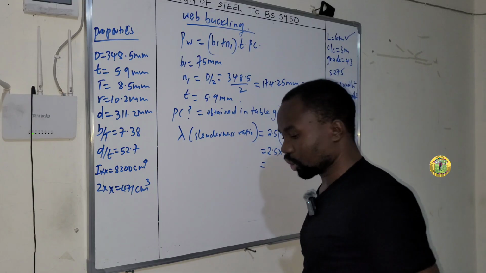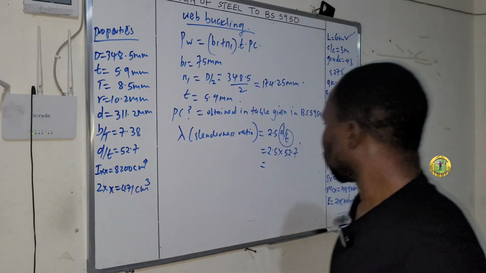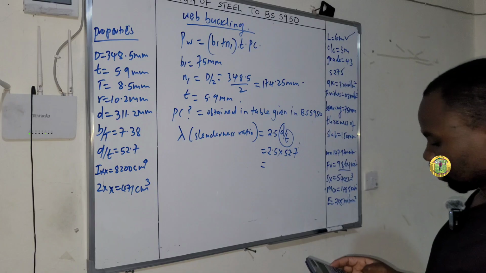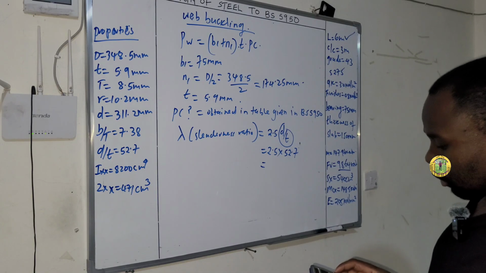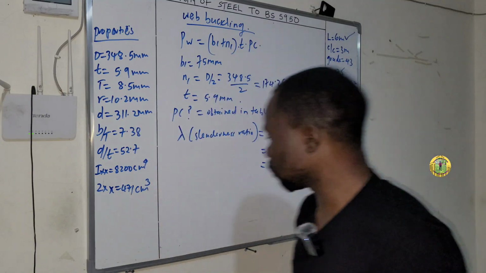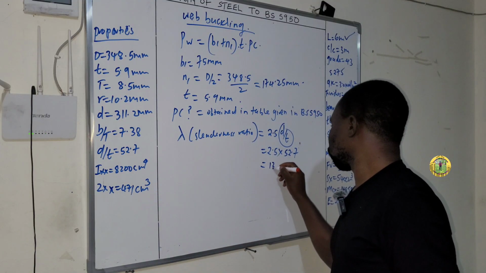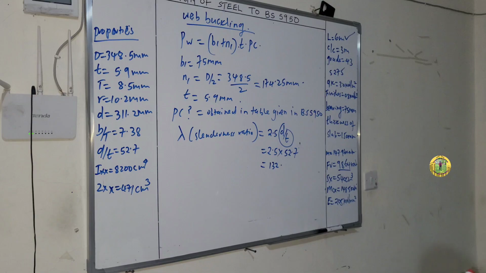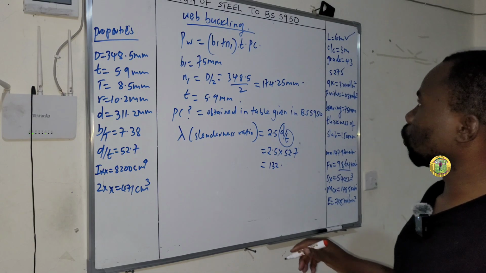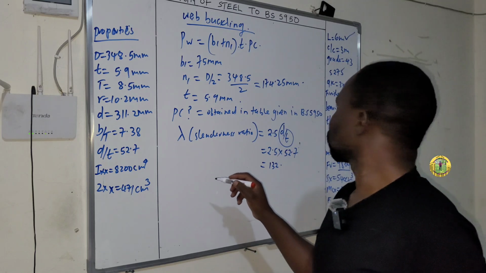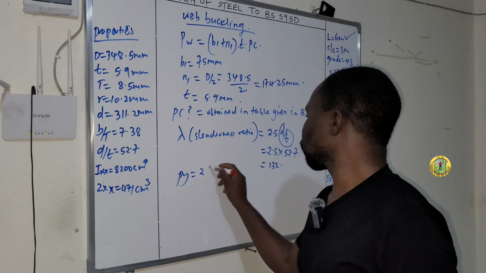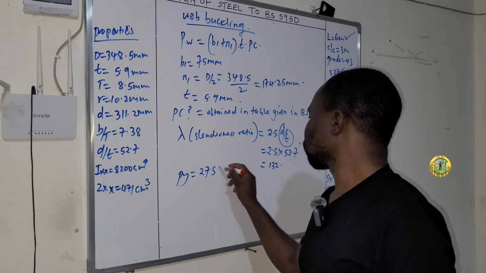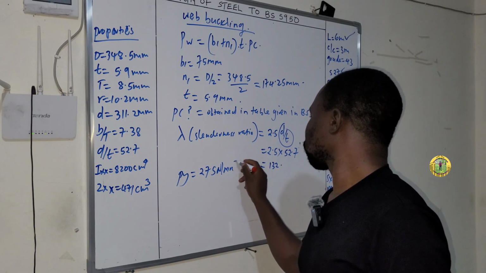52.7. So this one is equal to 2.5 times 52.7. So this is 131.75, so let's say 132. This is 132. And then we will also need the value of the strength of the steel, which is 275 Newton per millimeter square.